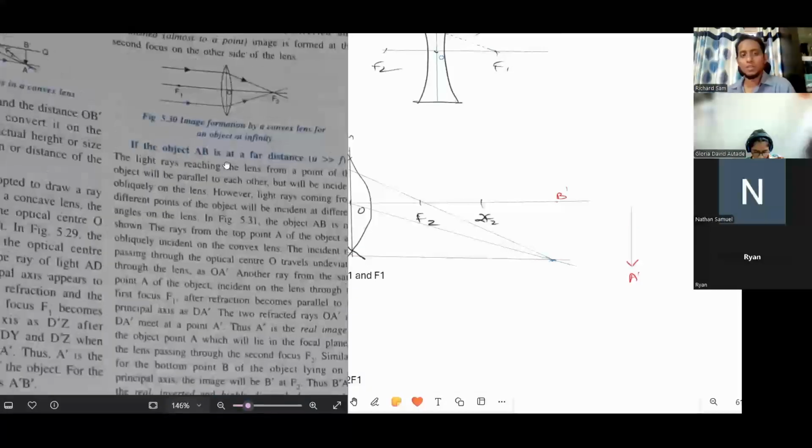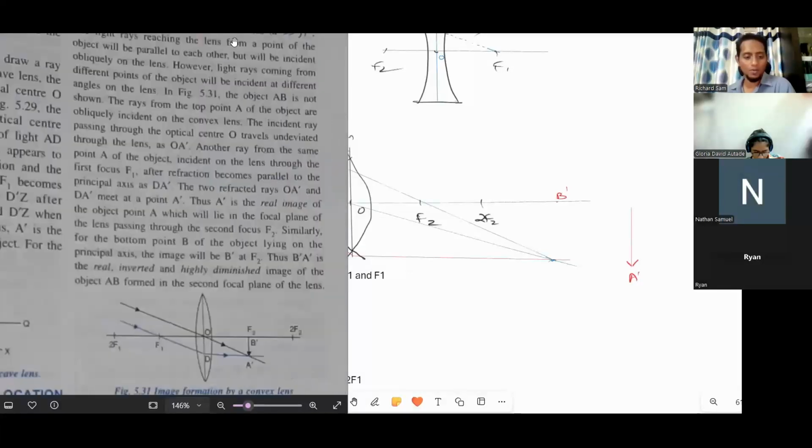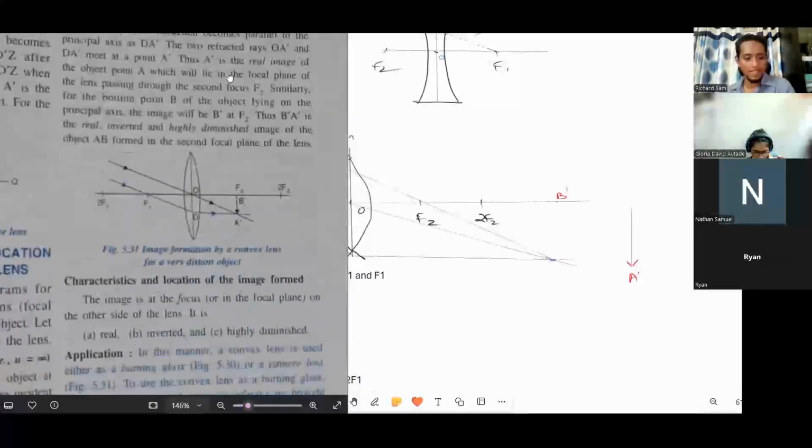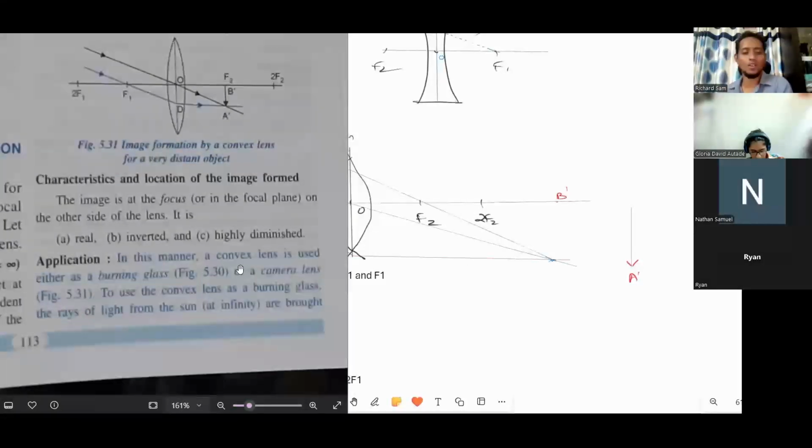The first diagram is where the object is at infinity. The image is formed at focus. See, the application is here. In this manner, a convex lens is used either as a burning glass or a camera lens. Have you tried burning paper with a lens? No? If you have a good magnifying glass. Not a very good one, because I tried burning, nothing happens.